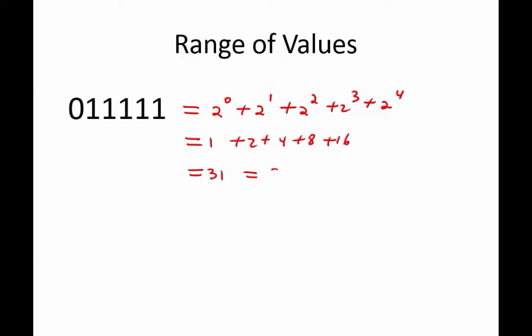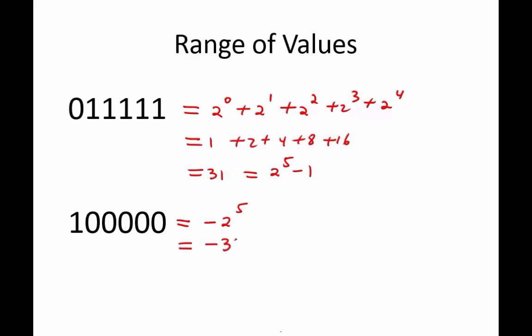The most negative number using 6 bits is 1 followed by 5 zeros, which equals negative 2 to the 5th, with no positive component added to the number, and that is equal to negative 32. So in general, for n bits, the 2's complement number can range from negative 2 to the power n minus 1 through positive 2 to the power n minus 1 minus 1.